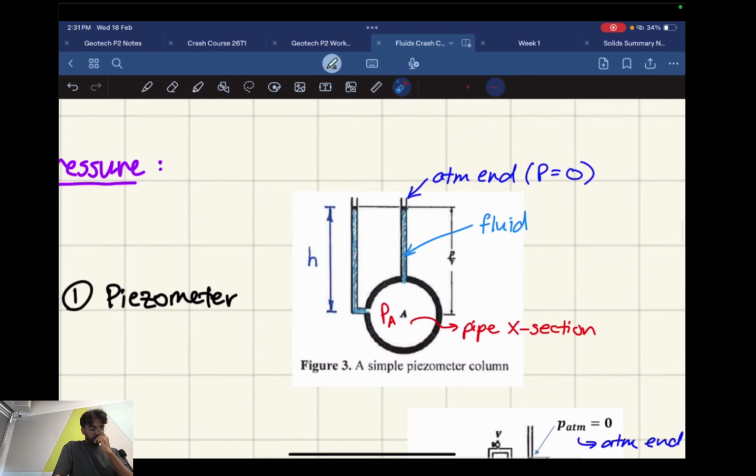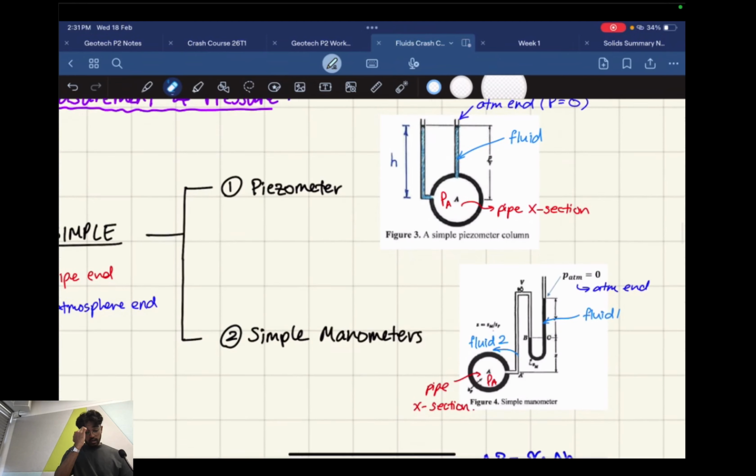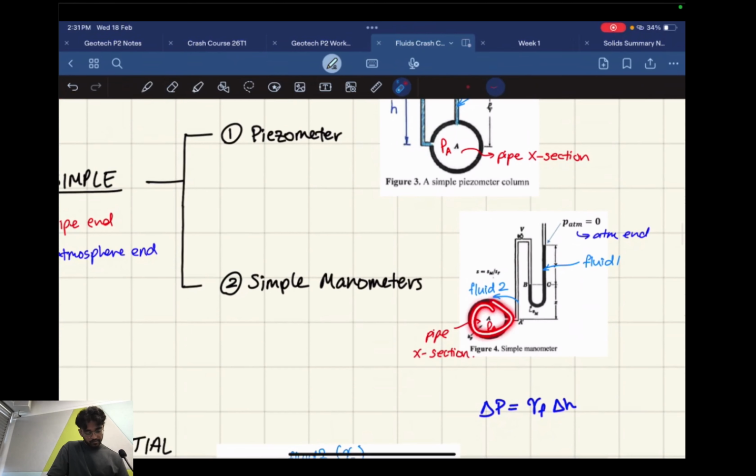One thing to note, the relative pressure at the atmospheric end is always going to be 0. So the pressure of anything connected to the air, the atmosphere, is going to be 0. Same thing here, you have a pipe end, and then it does some weird shapes, and then it becomes an atmospheric end. So P_ATM is equal to 0 always. Any questions?